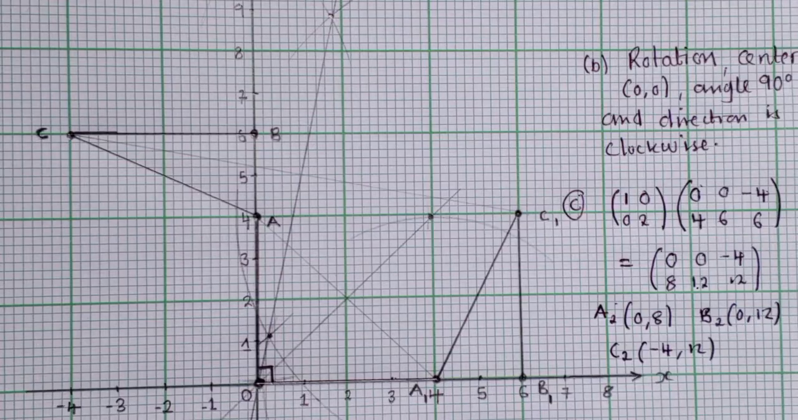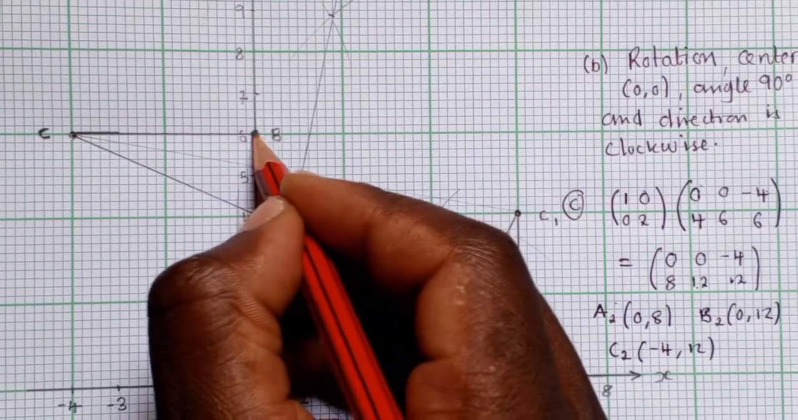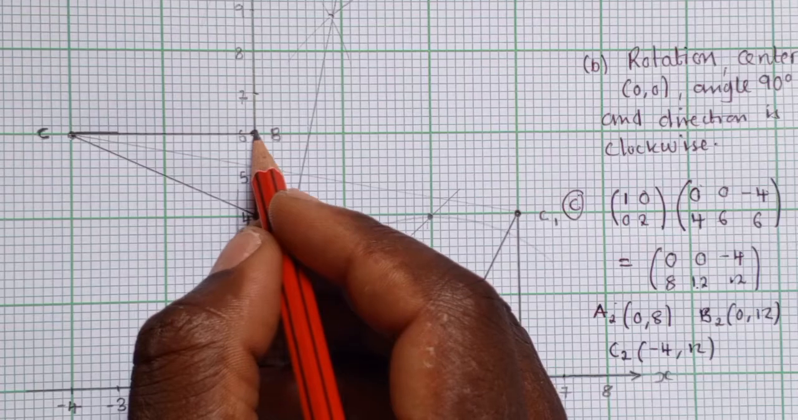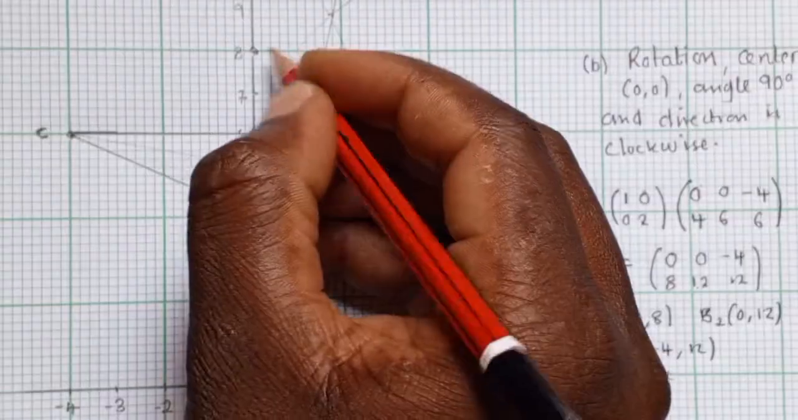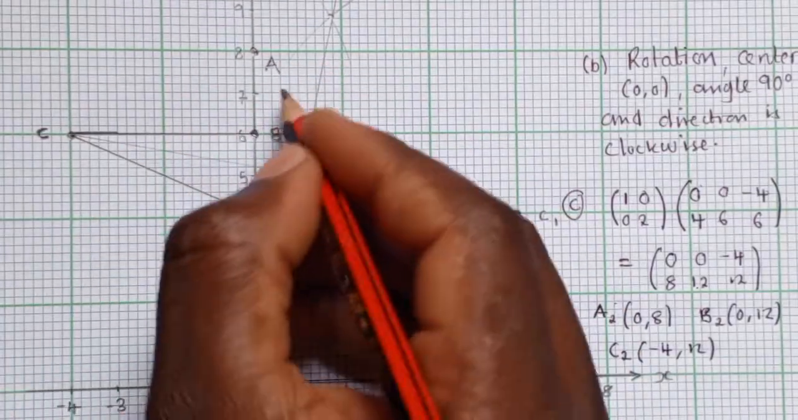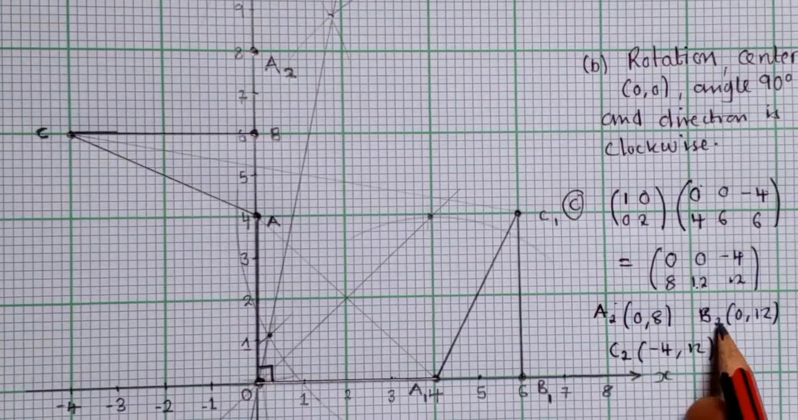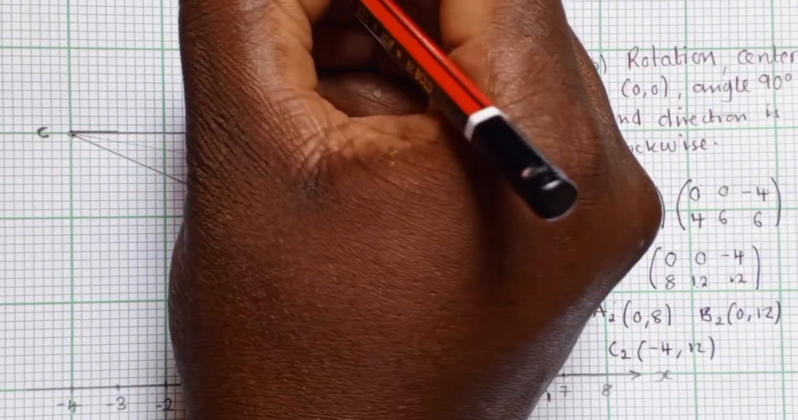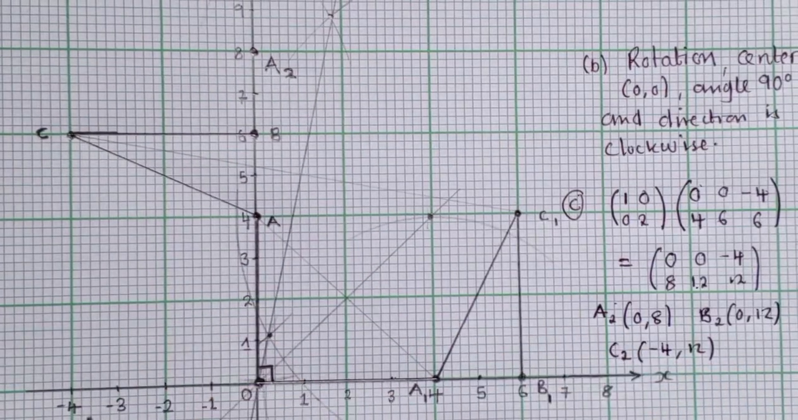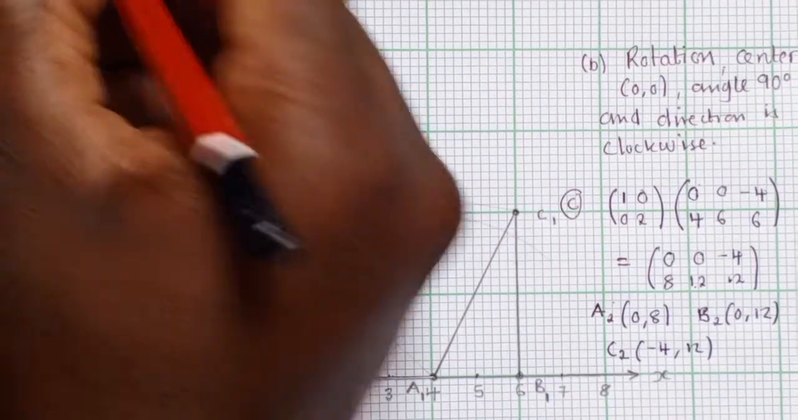So now let me draw them and see what we're going to get. So our A2, it's 0, 8. 0, 8 must be right here. Wait, it's right here because this is 6. 8 is over here. So it will be here. So our A2 will be this one. And then our B2 is 0, 12. It's right here. B2. Our C2, it's negative 4. Negative 4 is right here, comma what? Comma 12. So it's over here. Okay.